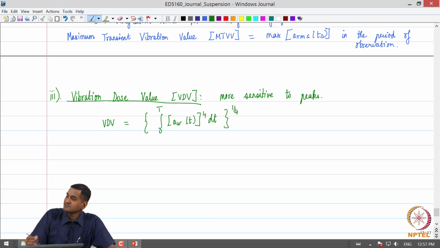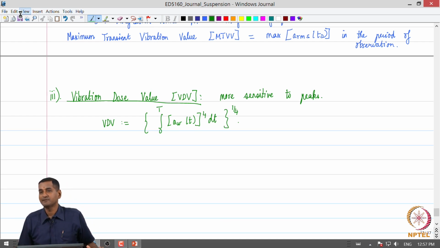If you compare it to the RMS acceleration, we are using the fourth power instead of the second power. So, that the peaks will be more dominant, right, in deciding this parameter. Okay. So, that is the definition of the vibration dose value. So, people use all these parameters to evaluate ride quality and ride comfort. Of course, we need to measure these acceleration levels.